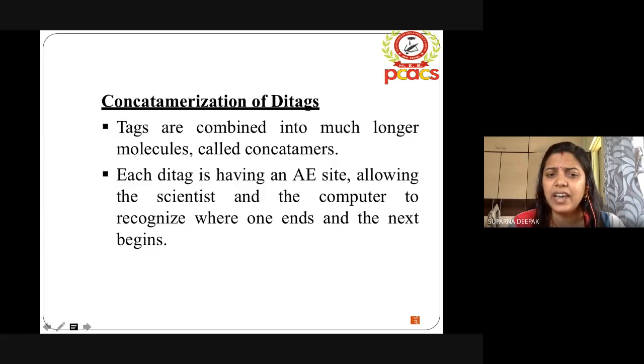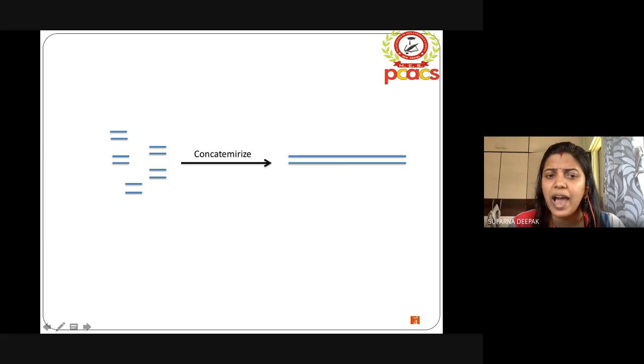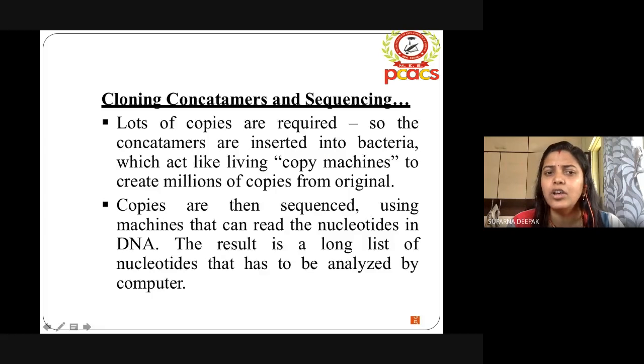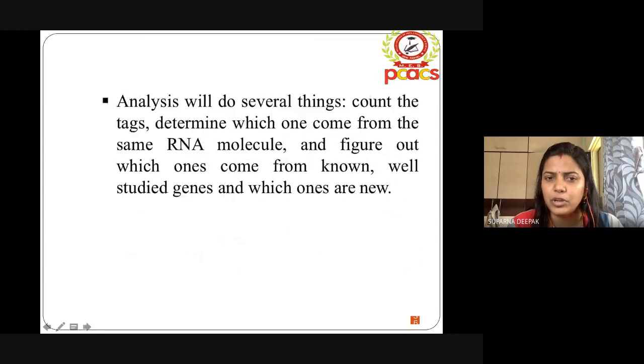So once the ditags are free, again they are going to have these sticky ends or cohesive ends present. These cohesive ends will help. If the cohesive ends are going to be there in this also, this also, this also, in all the molecules they would be there. So a concatemer, that means linking of these ditags, will take place. Once that is done, a lot of copies are required so that they can be inserted. So they are inserted into your bacteria. So millions of copies are being produced.